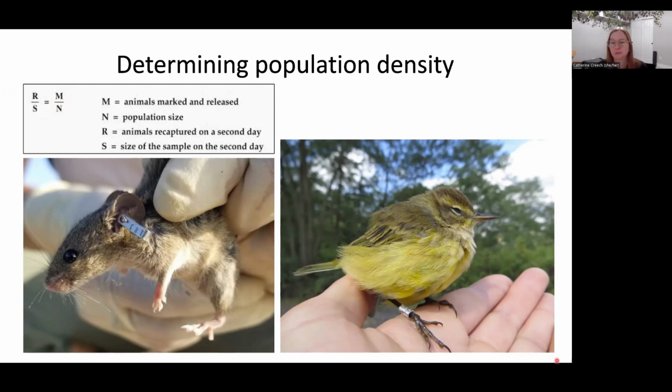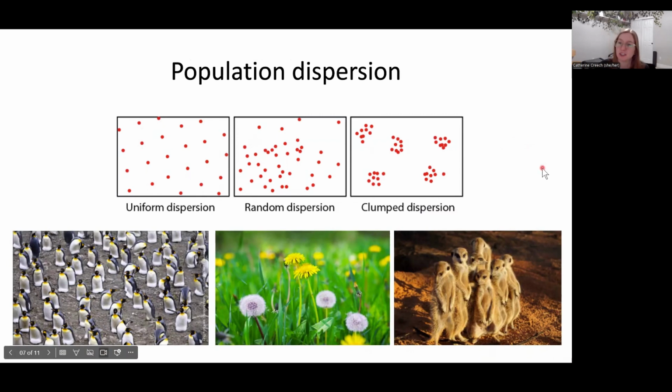Earlier, I said we want to look at the dispersion of our critters. This is what dispersion means. Some critters like to be uniform. For example, these penguins, they lay their eggs in their nests a distance away from each other so that they don't accidentally stomp on each other's eggs. And there are thoroughfares through, and so they end up pretty uniformly dispersed.